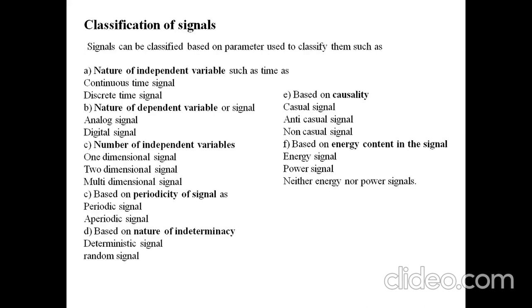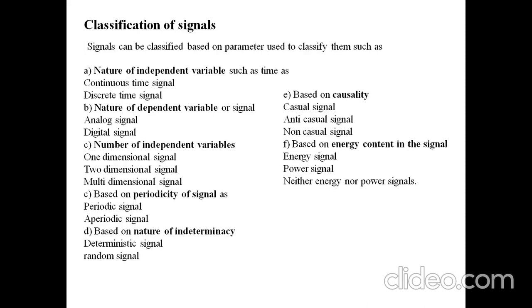Then based on periodicity of signal, generally periodic and aperiodic signals come under this category. Then it is based on the nature of indeterminacy. Indeterminacy means whether the signal is deterministic or non-deterministic. That's why we say it is a deterministic signal or random signal. Then based on causality, a signal may be causal, non-causal or anti-causal.